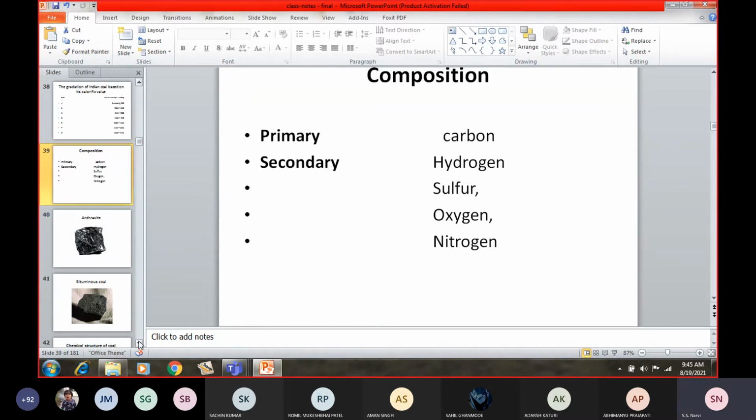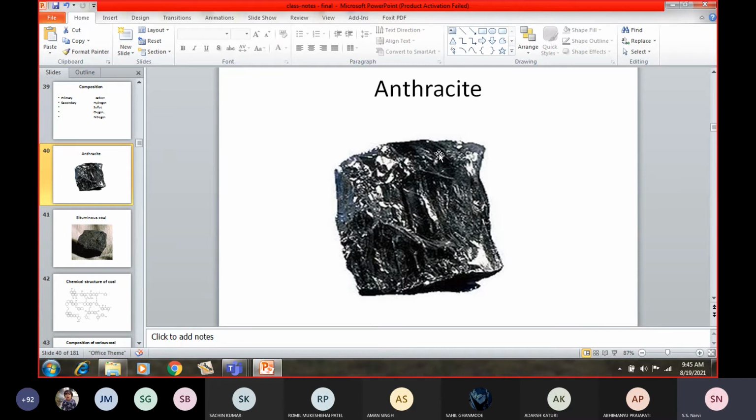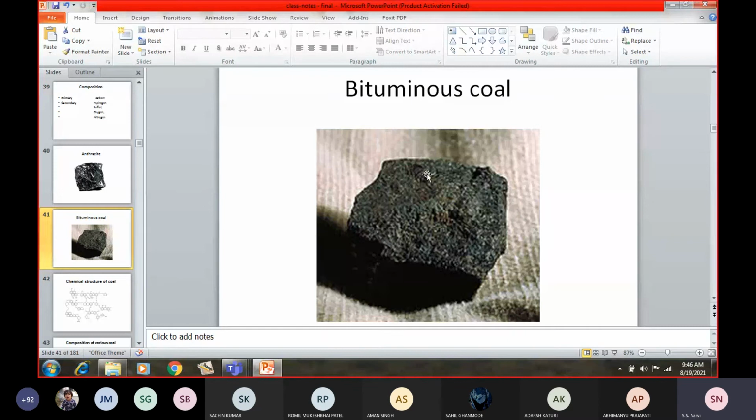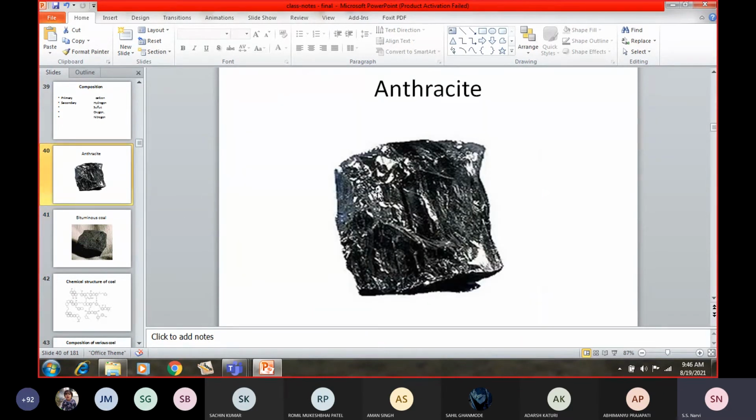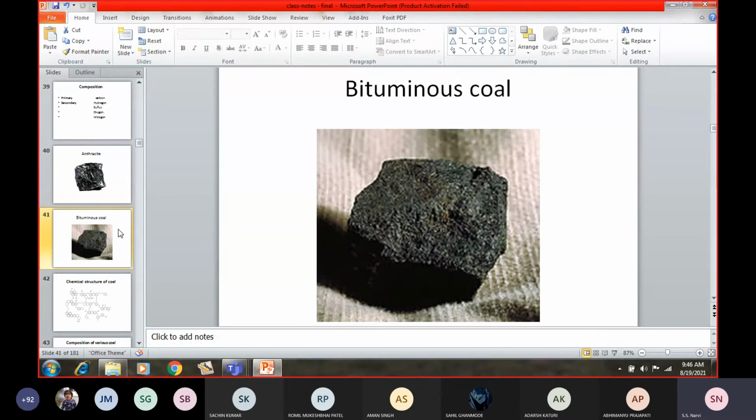You see, this is the anthracite coal, very hard, tough, with a shining surface. Then you have the bituminous coal, with non-shining, rough surfaces, isn't it? And this is very hard. It is like a rock. This is also very hard, but it is still not as hard as that of anthracite.